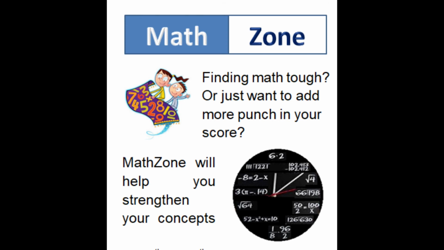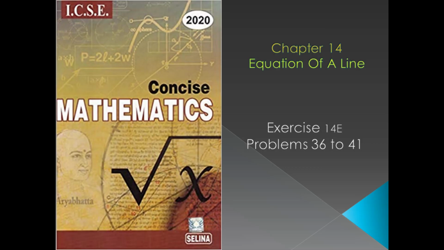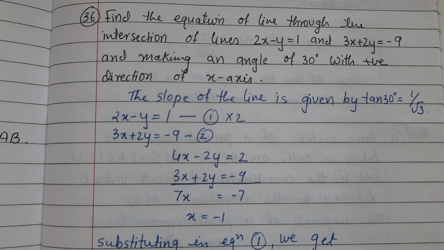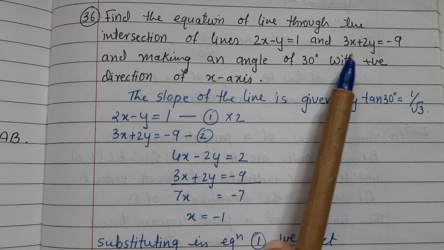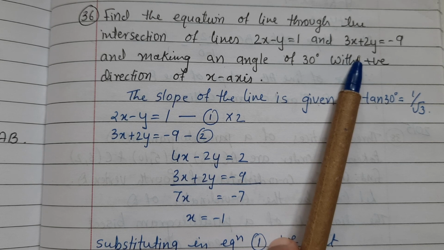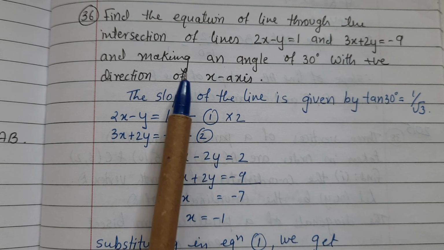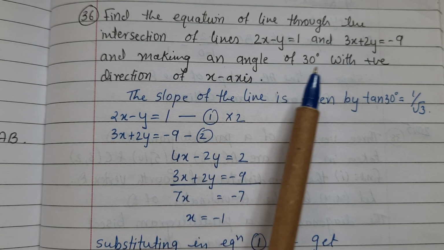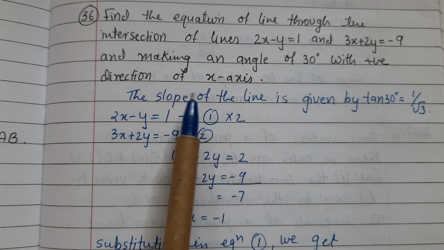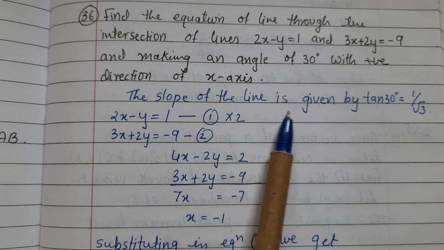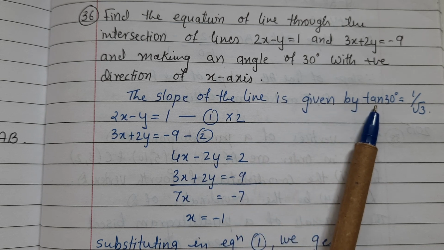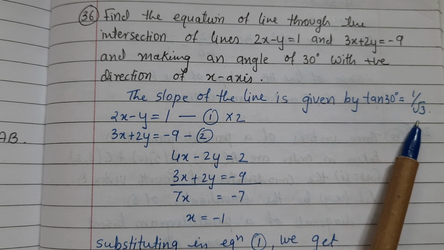Selena, Class 10, Chapter 14, Equation of a line. Sum number 36. Find the equation of the line through the intersection of lines 2x minus y equal to 1, 3x plus 2y equal to minus 9, and making an angle of 30 degrees with the positive direction of the x-axis. Slope of the line is given by tan 30 equal to 1 upon root 3.